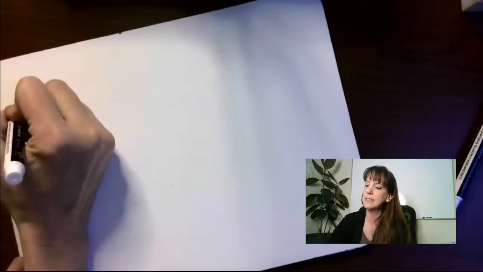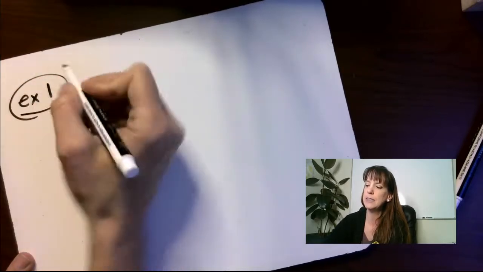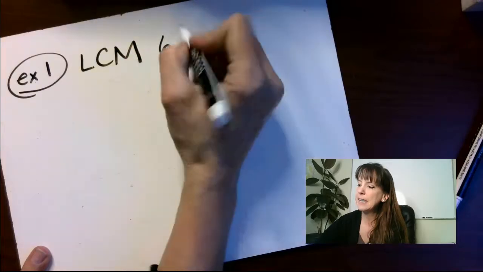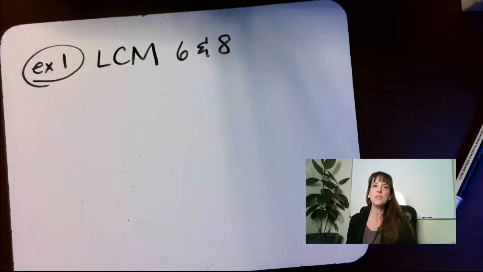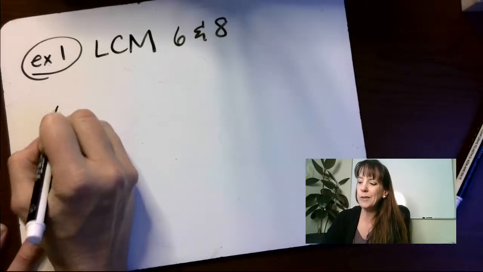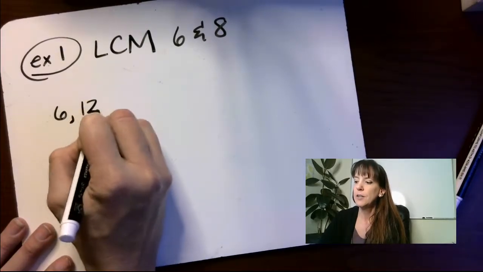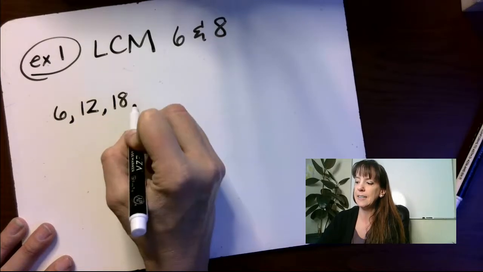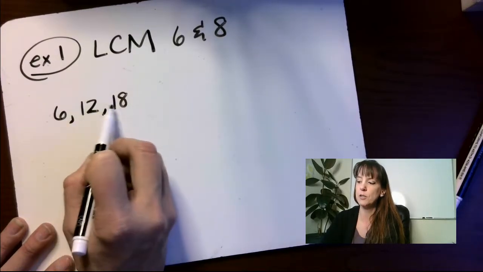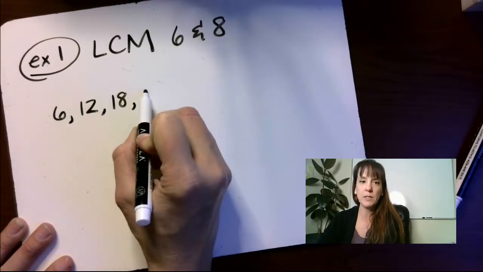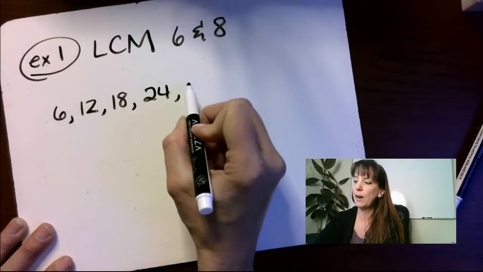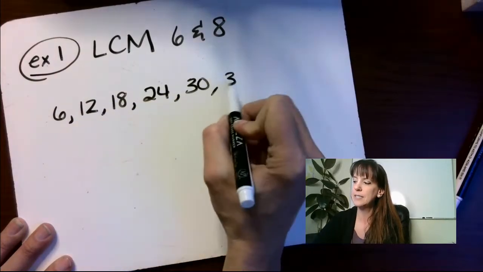Example number 1 says, so go ahead and write this down. Find the least common multiple of 6 and 8. So the way that you would do this is you would sit down and write all of your multiples of 6. And this is just by counting by 6s, right? So 6, 12, 18. So that's 6 times 1, times 2, times 3, times 4. 6 times 4 is 24. 6 times 5, 30, 36, so on and so forth.